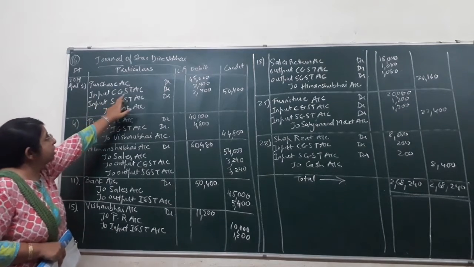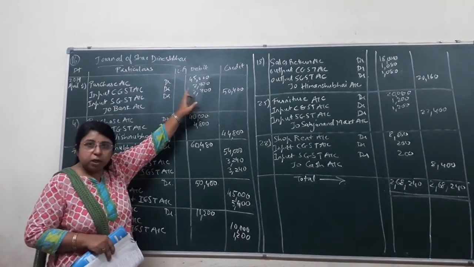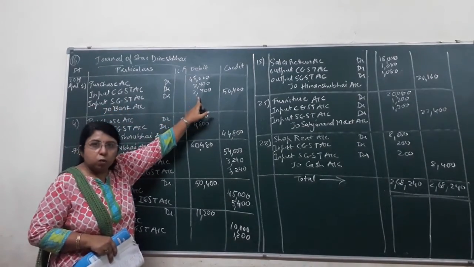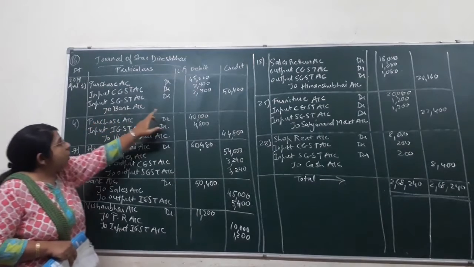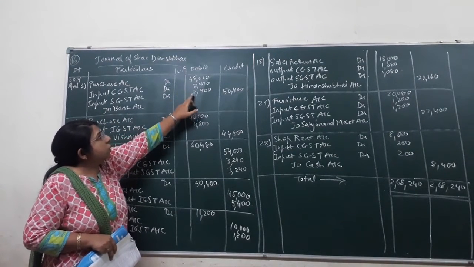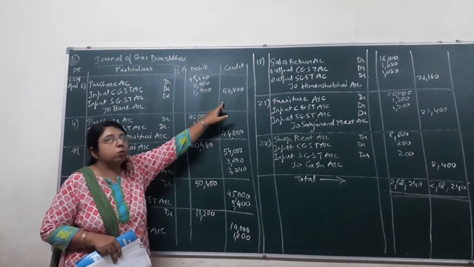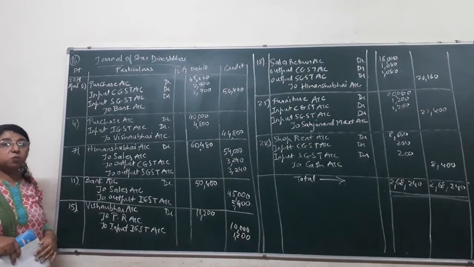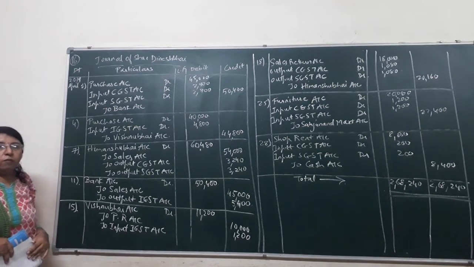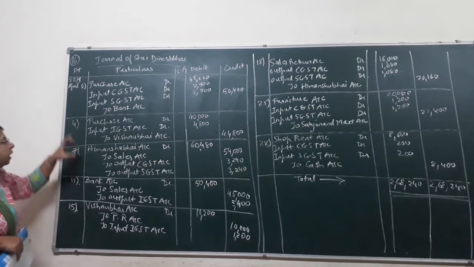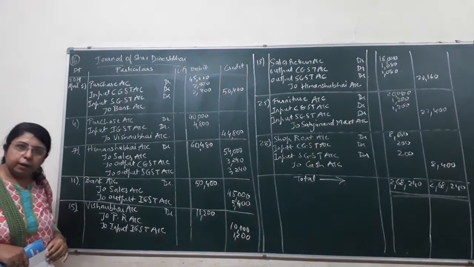So input CGST account debit, that will be 2,700. Input SGST account debit, that will be 2,700. To bank account credit, that is the total of these three amounts. That is 45,000 plus 2,700 plus 2,700, it would come to 50,400. You have to write the narration in short, that is, being goods purchased with GST rates applicable. Okay, in short, in one line you have to write the narration.